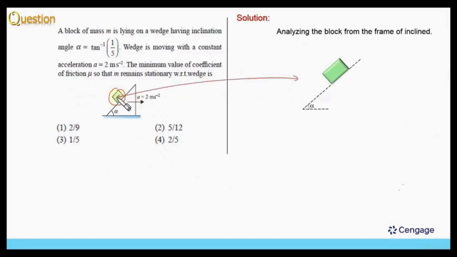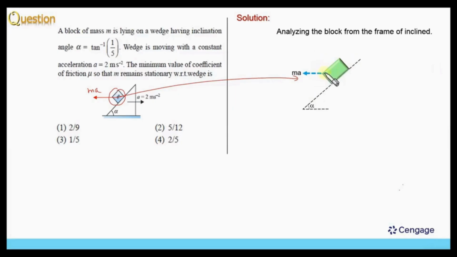As we are considering the block from a non-inertial frame of reference, we need to consider the pseudo force, and the pseudo force is opposite to the acceleration of the frame of reference. This is the direction of the pseudo force, and its magnitude should be equal to mass multiplied by acceleration. So this is our pseudo force, and here it will be better to analyze the forces parallel to the inclined surface and perpendicular to the inclined surface.